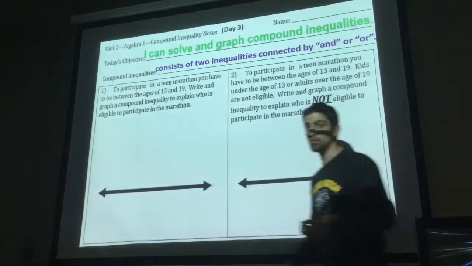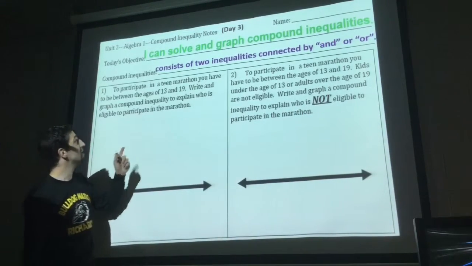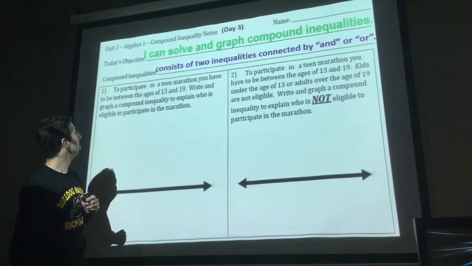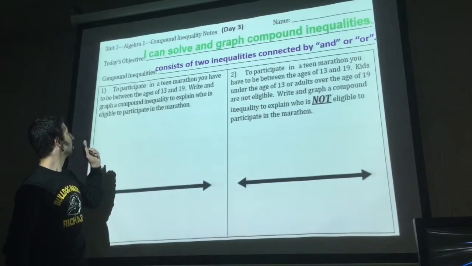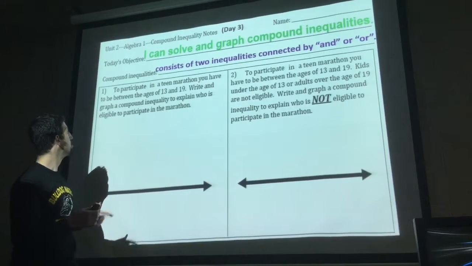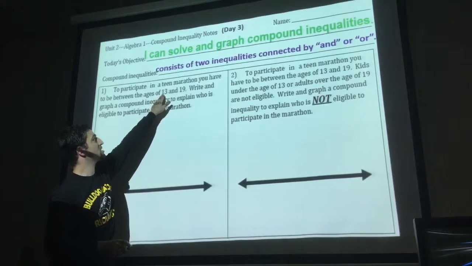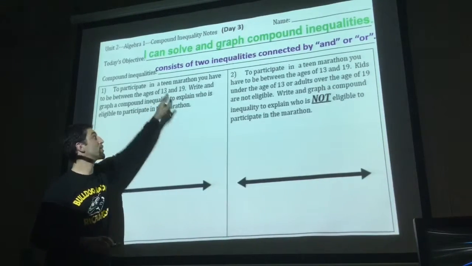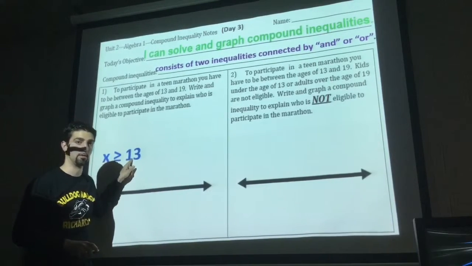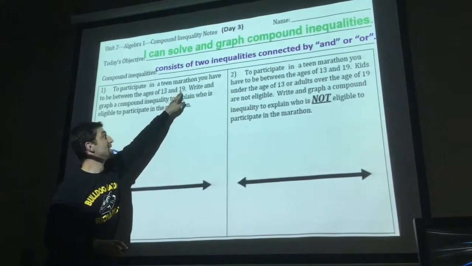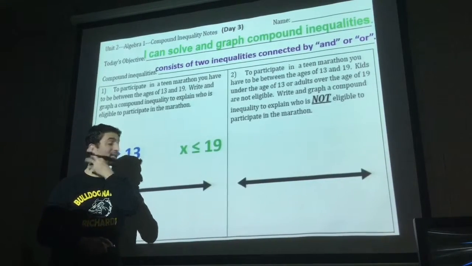Alright, so hopefully you got those correct. I'm going to go ahead and read this one for you right now. It says, to participate in the teen marathon, you have to be between the ages of 13 and 19. Write and graph a compound inequality to explain who is eligible to participate. Now, if you have to be between the ages of 13 and 19, comparing 13 to x, x would have to be greater than or equal to 13. Comparing 19 to x, x would have to be less than or equal to 19, because those are the teenagers.